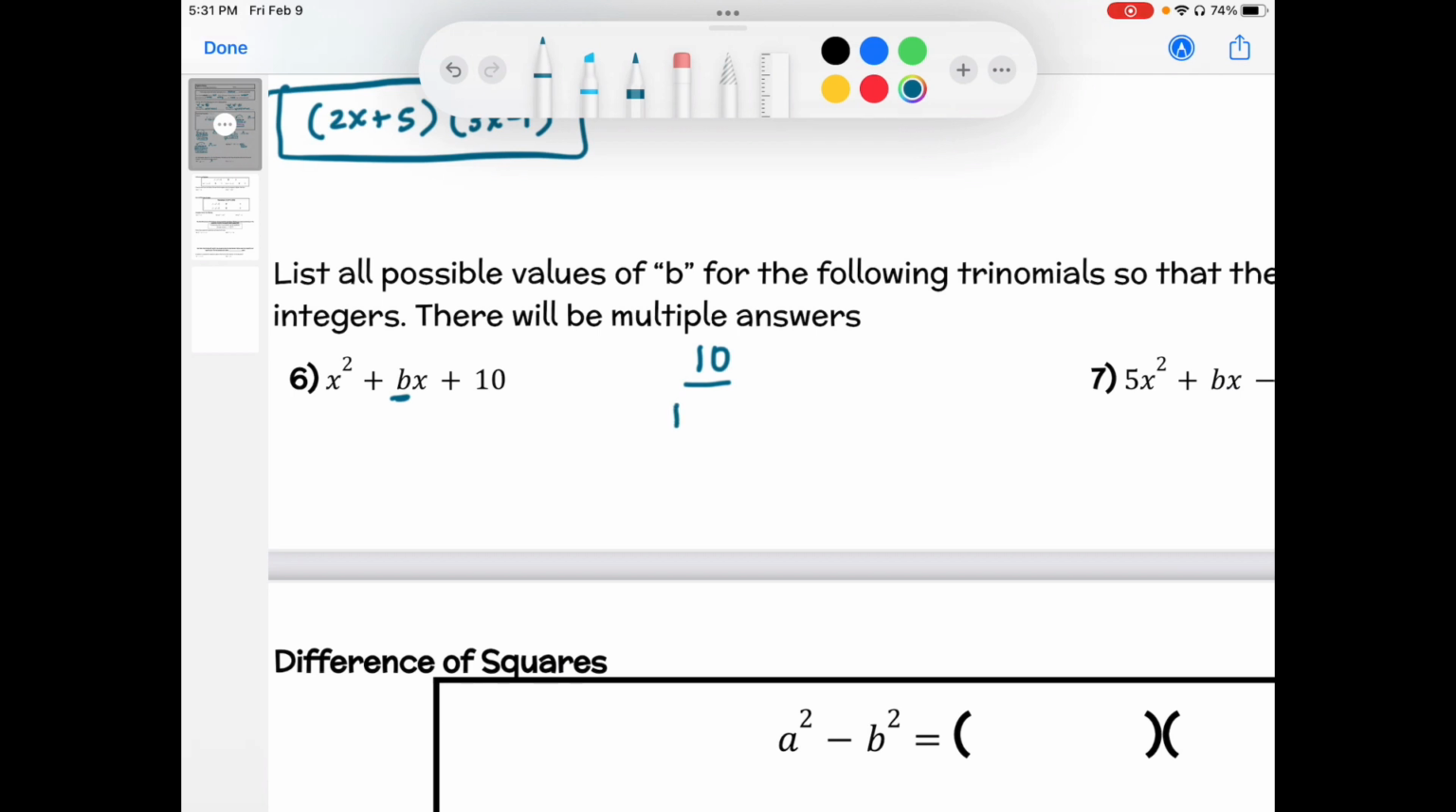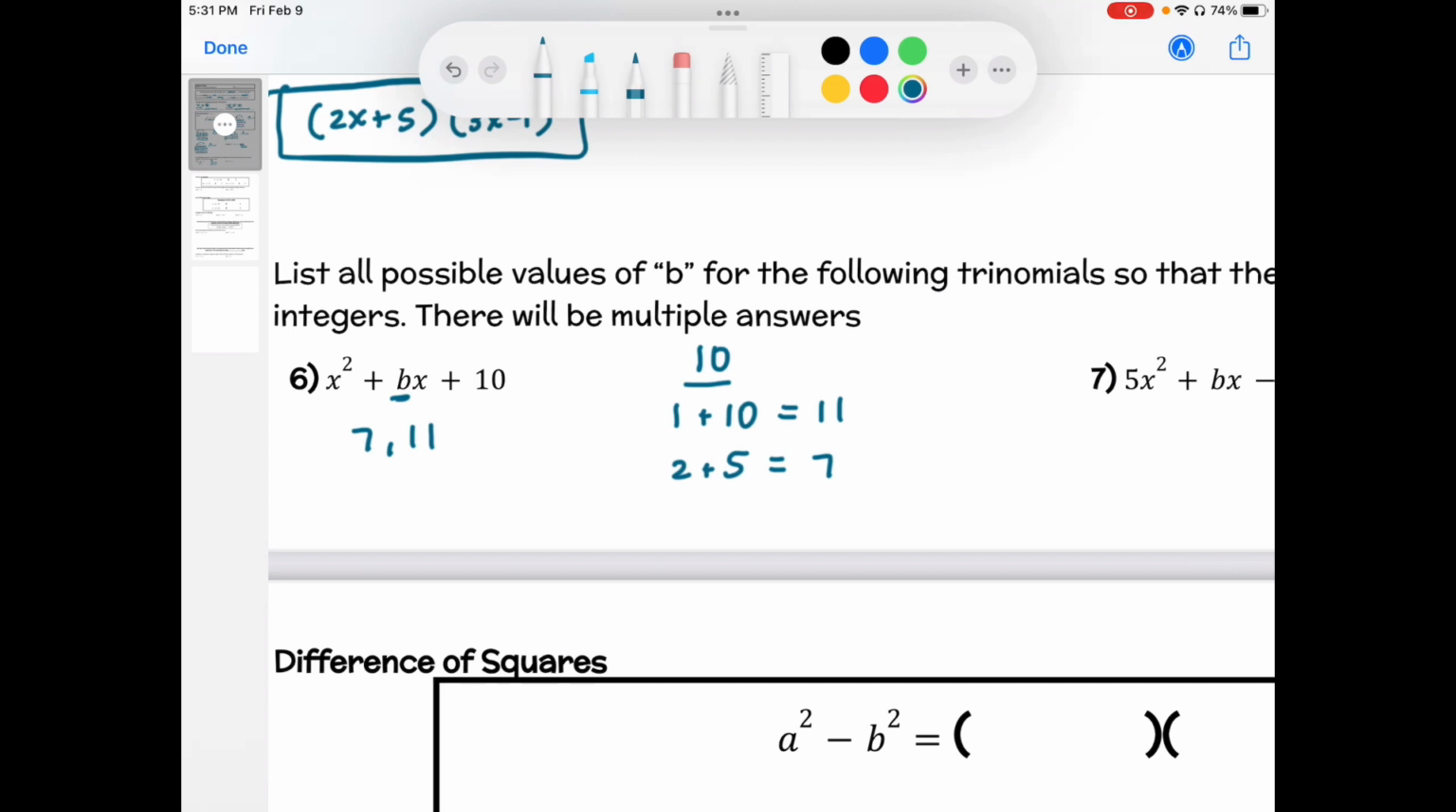So we can do 1 times 10. We can do 2 times 5. And there's no other factors of 10. So the value of b would have to be what these equal when added together. So plus, plus. So it would be 11 and 7.